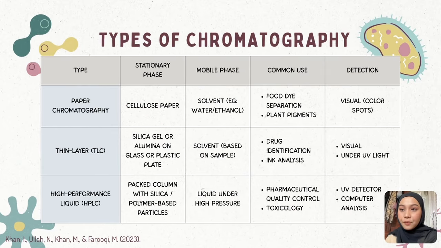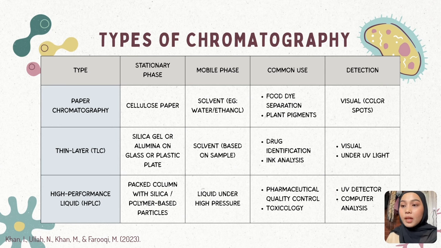Different types of chromatography are essential techniques in chemical analysis. Firstly, we have paper chromatography, where the stationary phase is cellulose paper and the mobile phase is usually a solvent like water or ethanol. This method is commonly used for simple applications such as separating food dyes and analyzing plant pigments. Detection is typically done visually using the color spots that appear on the paper.